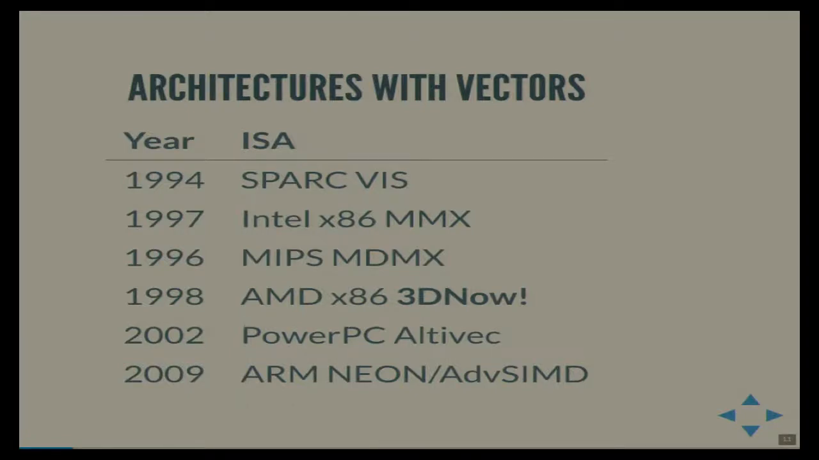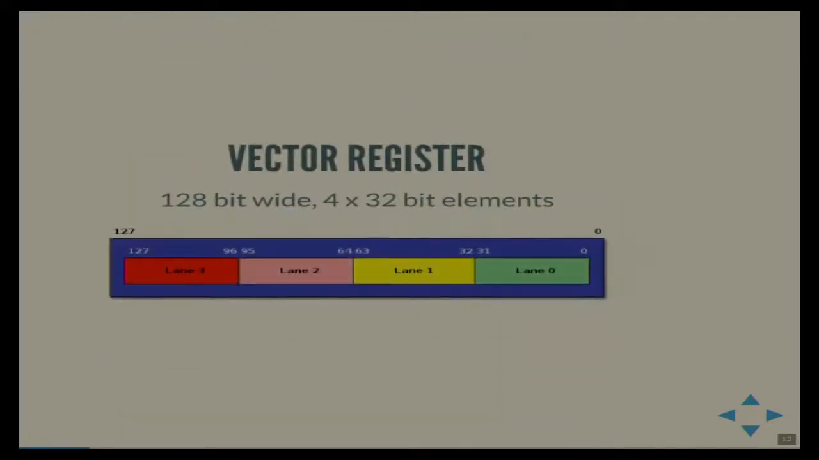Now, the early workstations only supported integer operations, but it didn't take too long before floating point became the norm, and AMD's 3DNow!, I think, was the first one to introduce it to the PC. So let's have a closer look at what a vector register looks like. This is a wide register, which contains multiple elements, and these are usually referred to as lanes. In this example, we have a 128-bit wide vector, and it holds 4 32-bit values.